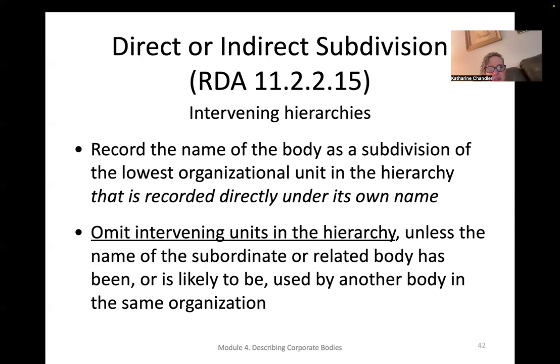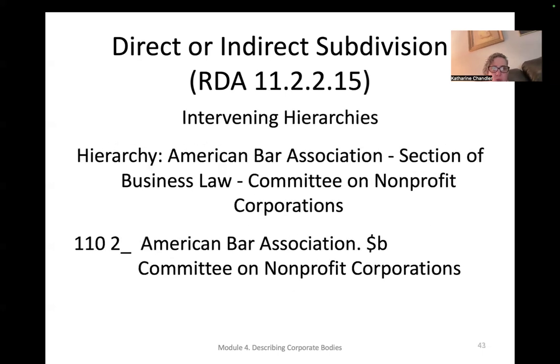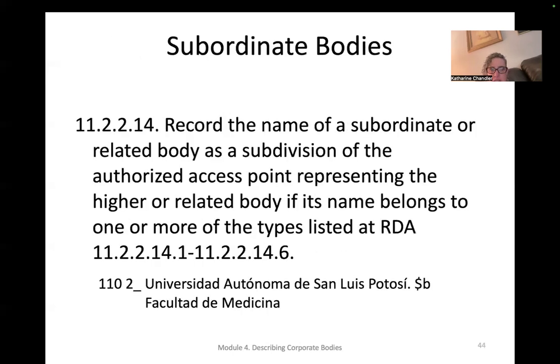Direct or indirect subdivision, intervening hierarchies: record the name of the body as a subdivision of the lowest organizational unit in the hierarchy that is recorded directly under its own name. Omit intervening units in the hierarchy unless the name of the subordinate or related body has been or is likely to be used by another body in the same organization. Hierarchy: American Bar Association, Section of Business Law, Committee on Nonprofit Corporations. Record as American Bar Association, Committee on Nonprofit Corporations.